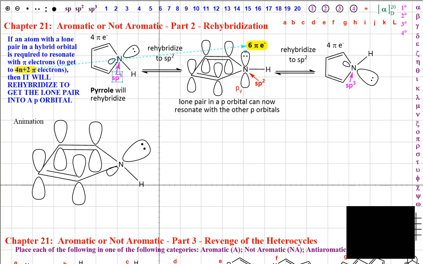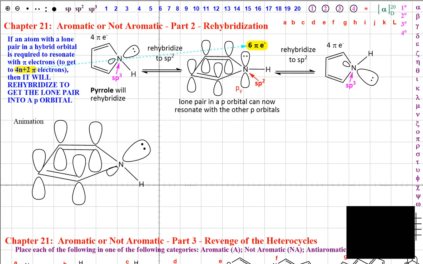Bring the total number of pi electrons, and I will count starting over here, 2, 4, and after rehybridization, p orbital electrons are counted as pi electrons, and there's 2 more for 6. 6 pi electrons is the required amount for aromaticity of pyrrole. So, if an atom with a lone pair in a hybrid orbital is required to resonate with pi electrons to get to the number 4n plus 2 pi electrons, then it will rehybridize to get the lone pair into a p orbital.